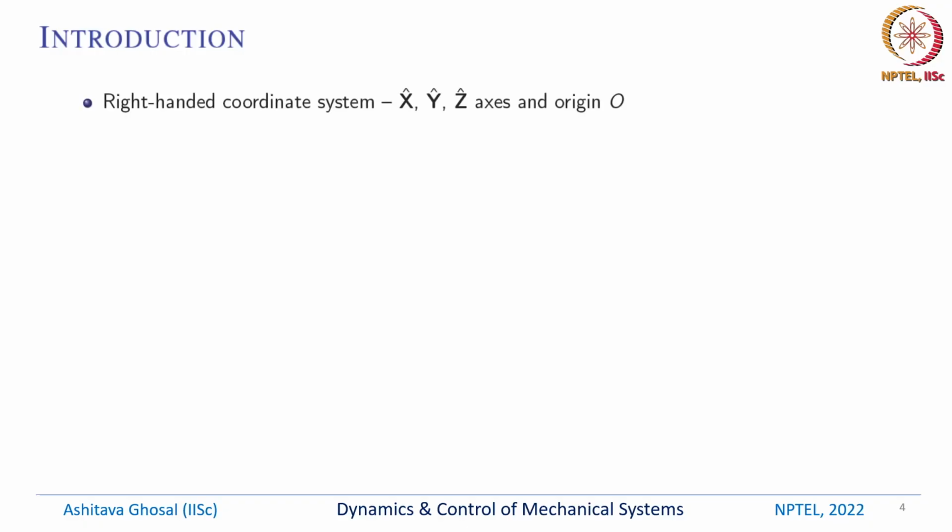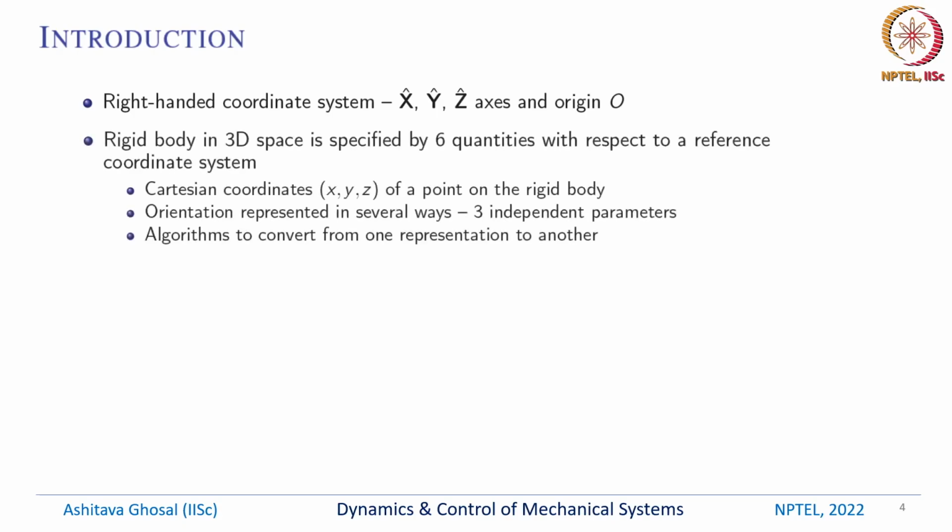So just to recapitulate, in last week we had looked at a right-handed coordinate system. Basically any coordinate system will have an x-axis, a y-axis and a z-axis and an origin. The axes are unit vectors x hat, y hat and z hat. A rigid body in 3D space is specified by 6 quantities with respect to a reference coordinate system. So they could be Cartesian coordinates x, y, z of a point on the rigid body.